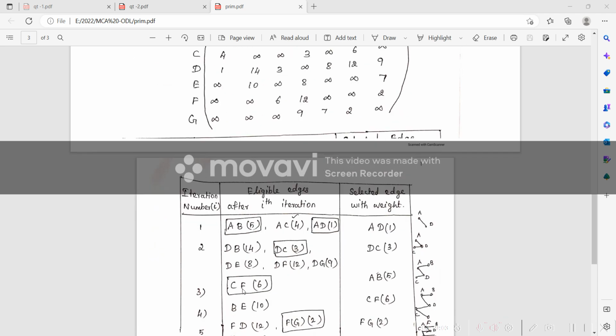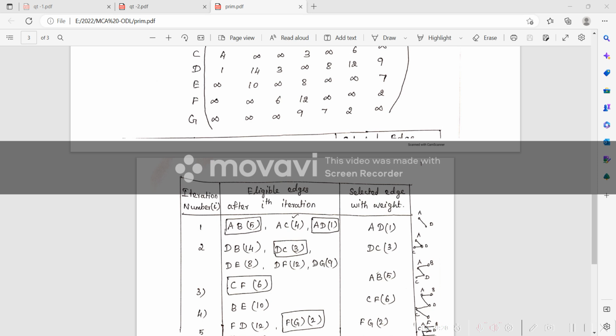Okay, so BE whose weight is 10. That alone is not listed in this sequence. So we are having BE which is 10. Now we have to consider this one is not possible. These two are selected and this one is also selected. So we are left with DB, DE, DF, DG and CF.